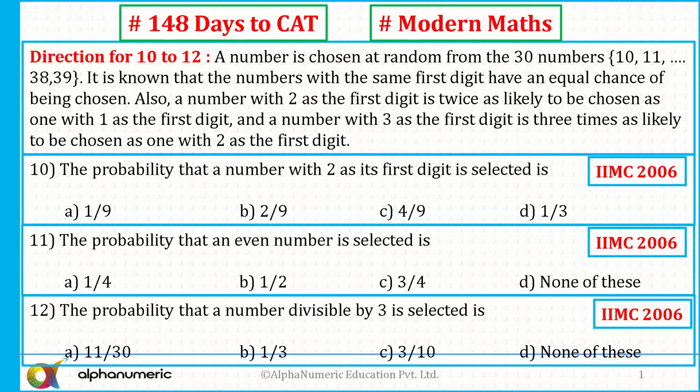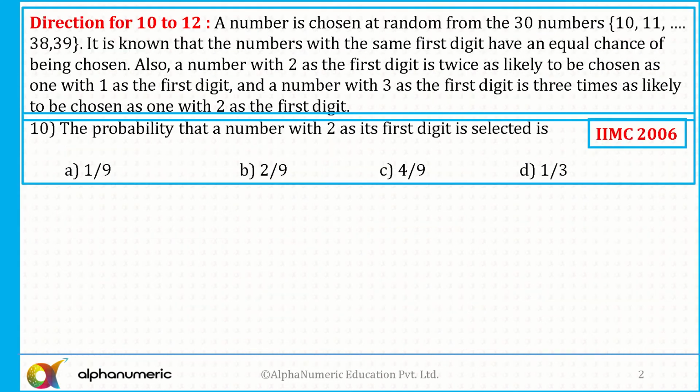Okay. Now let's start here. Now what does it say? It says a number is chosen at random from 30 numbers. Okay, and what are those 30 numbers? That is from 10 to 39. And it is known that the numbers with the same first digit have an equal chance of being chosen. Also, a number with 2 as the first digit is twice as likely to be chosen as one with 1 as the first digit.